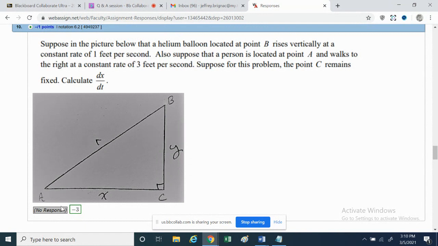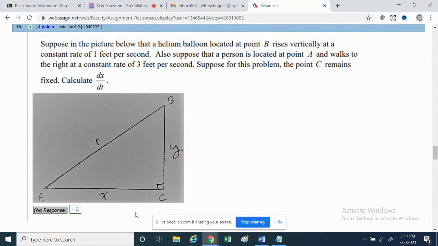So all I'm saying is, there's a person at point A and they're walking to the right, and then there's this balloon at point B and it's rising. If I tell you this person at point A is walking towards the right at 3 feet per second, could you agree that this side of this triangle is getting smaller? Let's just start there.